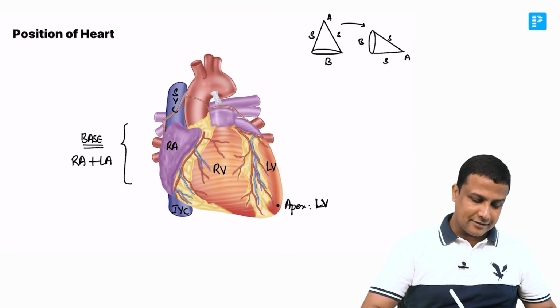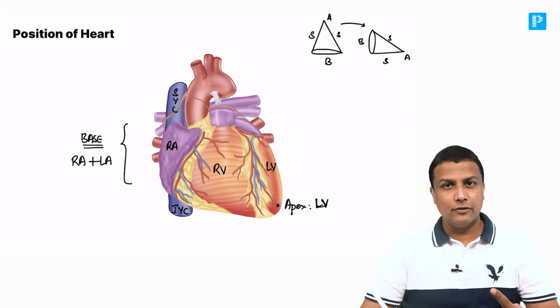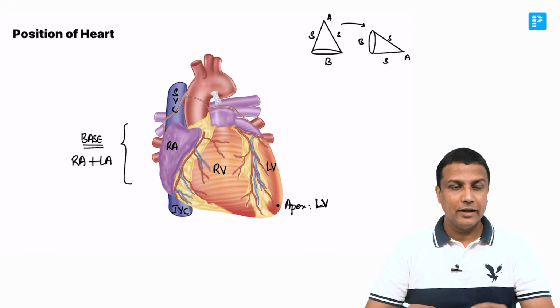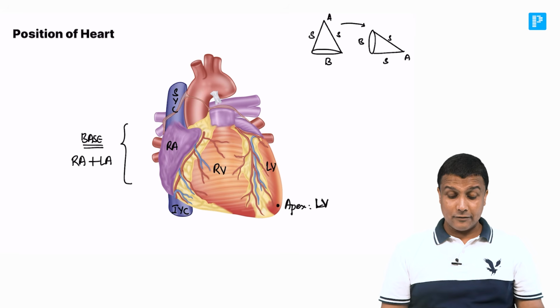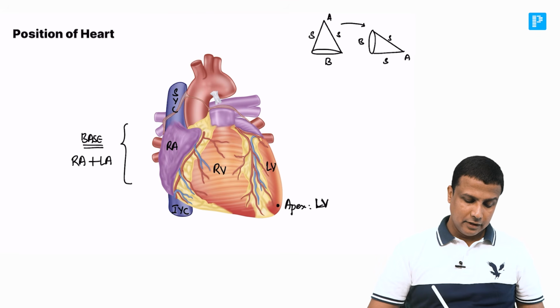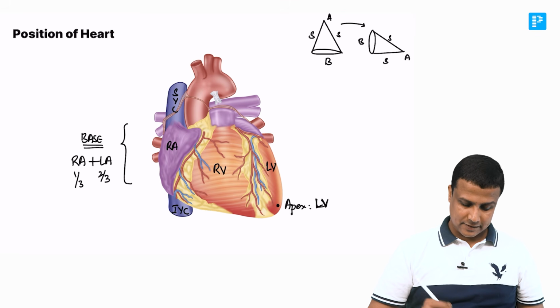Now sometimes in the exam they are giving both the options. For example, base of the heart is formed by, first option is given as right atrium, second option is given as left atrium. If both the options are given, then which one will be the best option to select? So remember, base of the heart is formed by right atrium. It is going to contribute 1/3, whereas left atrium is going to contribute 2/3 to the base.